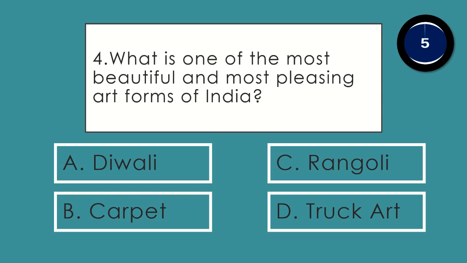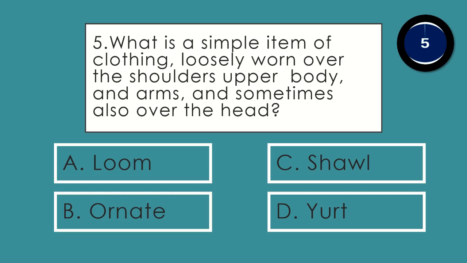Let's have number 4. What is one of the most beautiful and most pleasing art forms of India? Is it Diwali, carpet, rangoli, or truck art? You have 5 seconds. Time is up. Ready for our last item? Let's have number 5. What is a simple item of clothing loosely worn over the shoulders, upper body, and arms, and sometimes also over the head? Is it loom, ornate, shawl, or yurt?